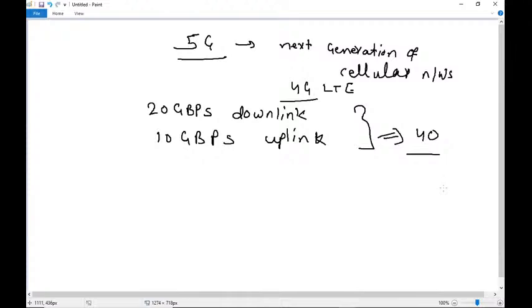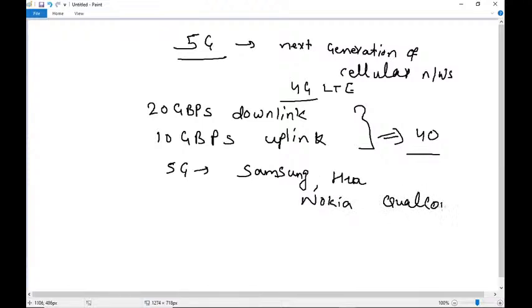Nowadays the market is led by Switzerland, and you can say South Korea and the US. And the companies who are investing in 5G, you can see Samsung, you can read certain articles, Huawei, Nokia, Deloitte, all these companies are investing in this, and even Qualcomm. So this is the trending technology nowadays.